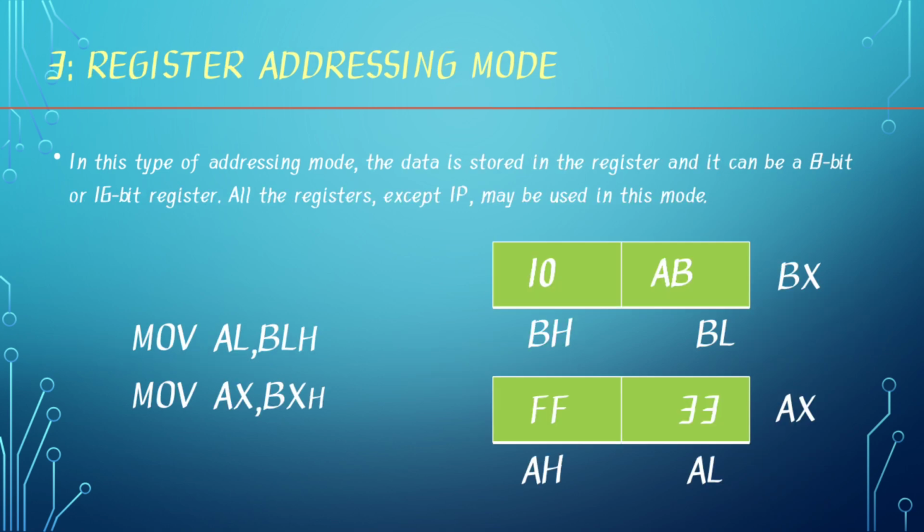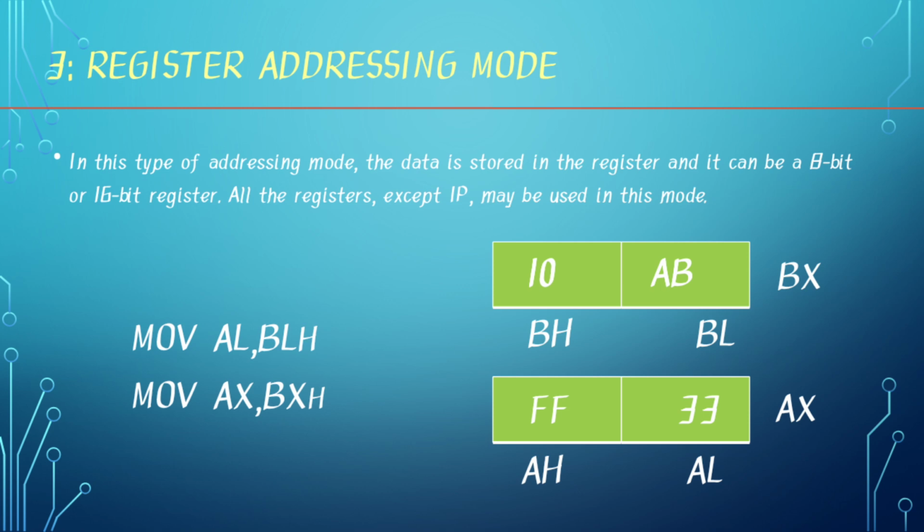Next, coming to the register addressing mode. In this type of addressing mode, the data is stored in a register, and it can be an 8-bit or a 16-bit register. The source and destination are both specified as registers, which means it is a register addressing mode. For example, MOV AL, BL. It is an 8-bit register: the source is the BL register and AL is the destination register. So both are 8-bit registers.